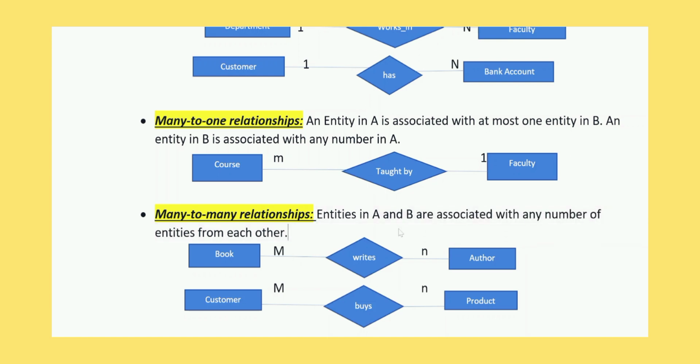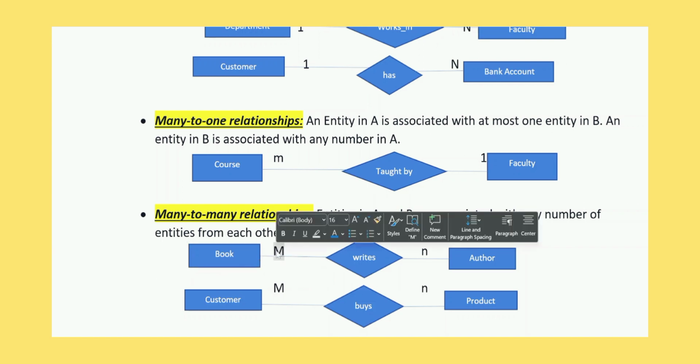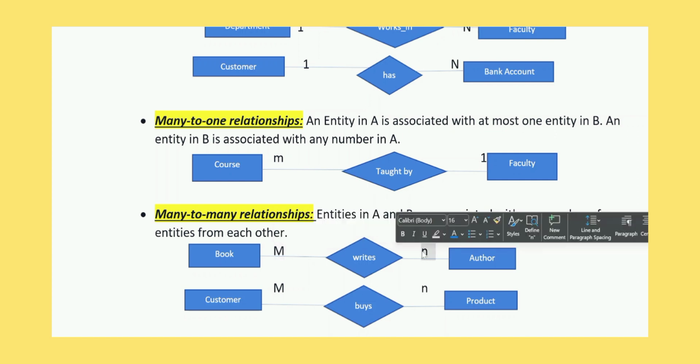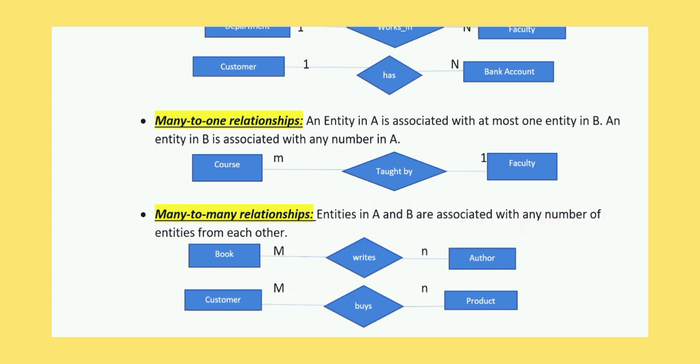Fine. Now, here in entity set A, we have the entity book, and in entity set B, we have the entity author. Now, M is already represented here, which denotes many. And on the right side, you can see N is represented here. So it also denotes many. Fine. Now, how can we connect it? These two entities, book and author, are represented by one relationship, that is writes.